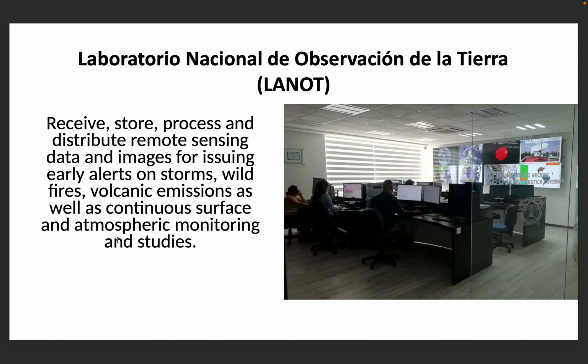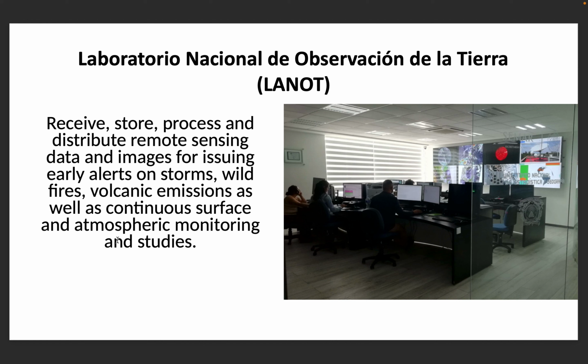CSPP GEO and LEO use at the National Laboratory for Earth Observation, LANOT, Mexico. This laboratory is national because it's sponsored by CONACYT, like the NSF here, the government science supporter. We receive, store, process, and distribute remote sensing data and images for issuing alerts on storms, wildfires, volcanic emissions, as well as continuous surface and atmospheric monitoring and studies.